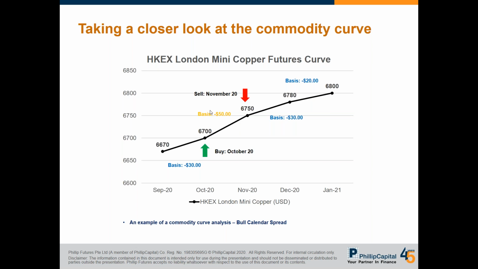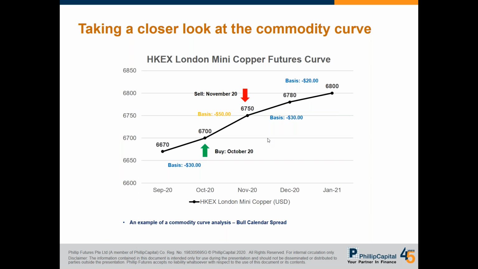In this case, he assumed that the basis will remain at $30. Why 30? It's because you take the front month and deduct the second month. In this case, $30 between. Imagine you take the September month and deduct the October month. That's where you get negative 30. In this case, 6,700 minus 6,750, you get 50.